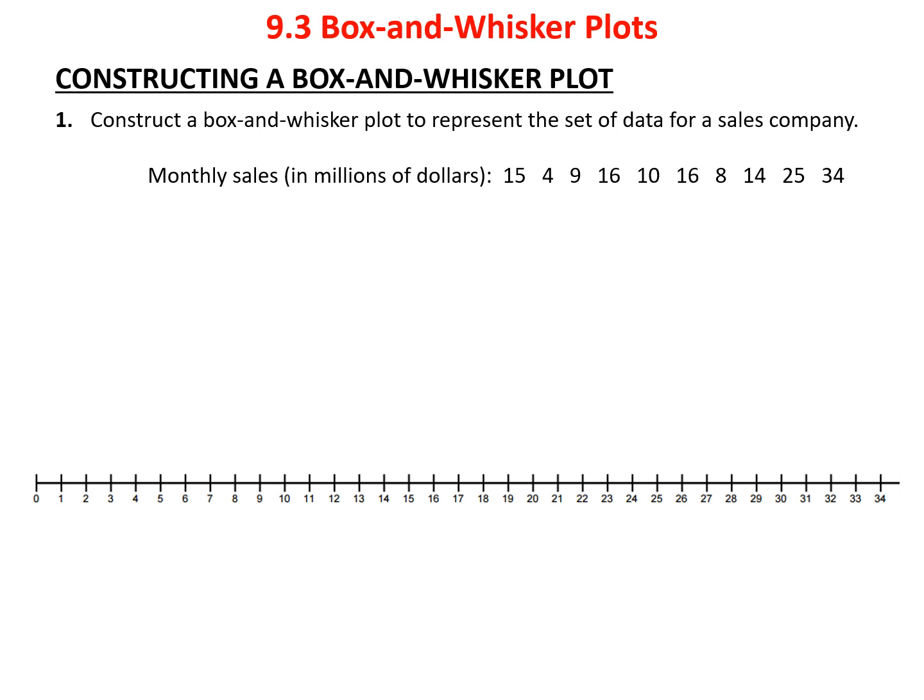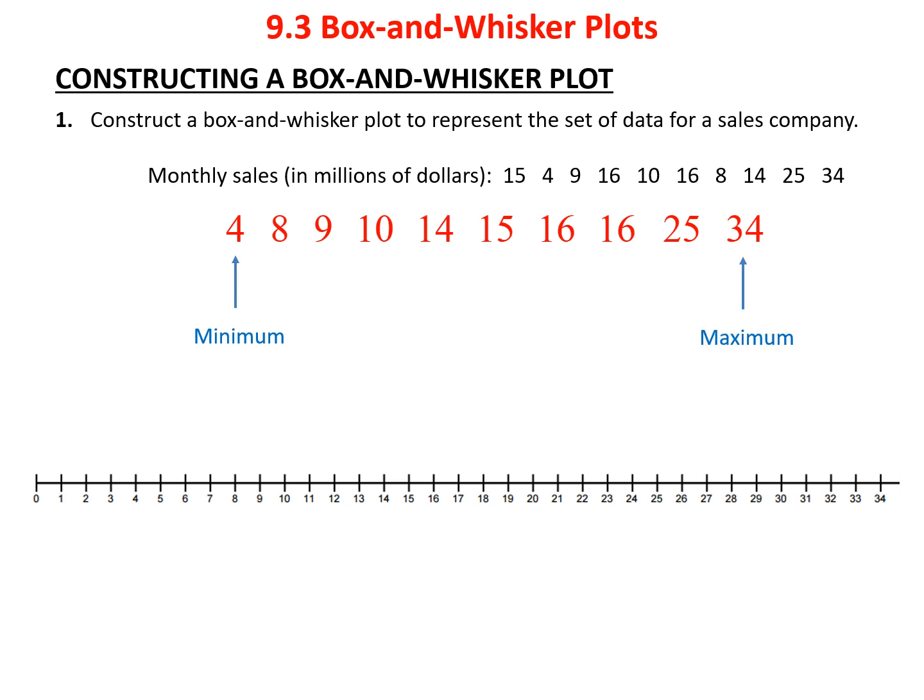Construct a box and whisker plot to represent the following data. All right. First thing we have to do, as always, is to put it in numerical order. I've done that for you here, from 4 to 34. And so now we need to know a couple of things. First off, there's our minimum number, the smallest one. There's our maximum.